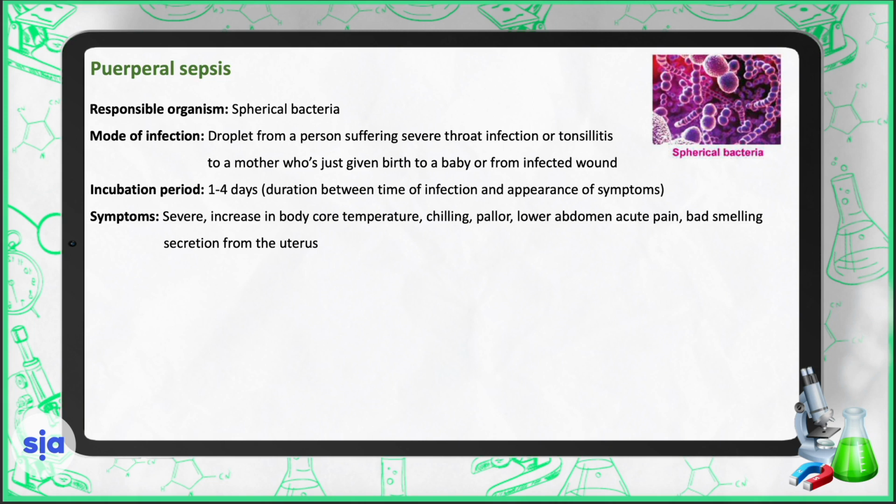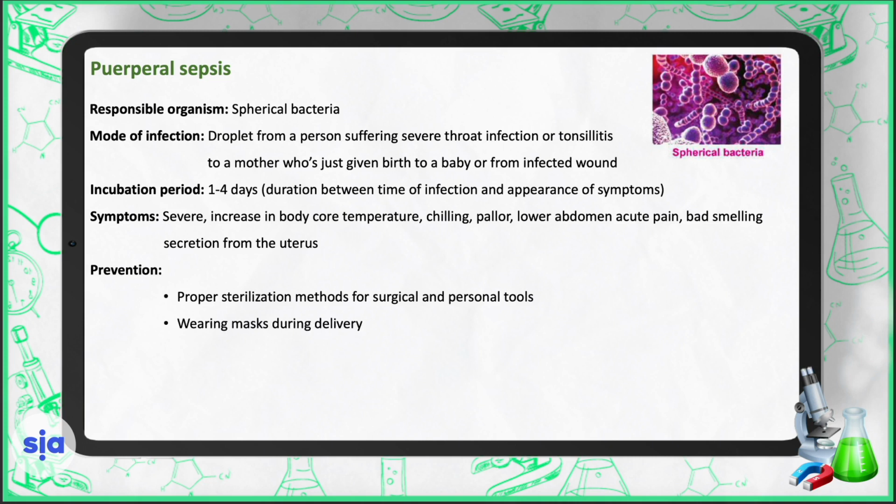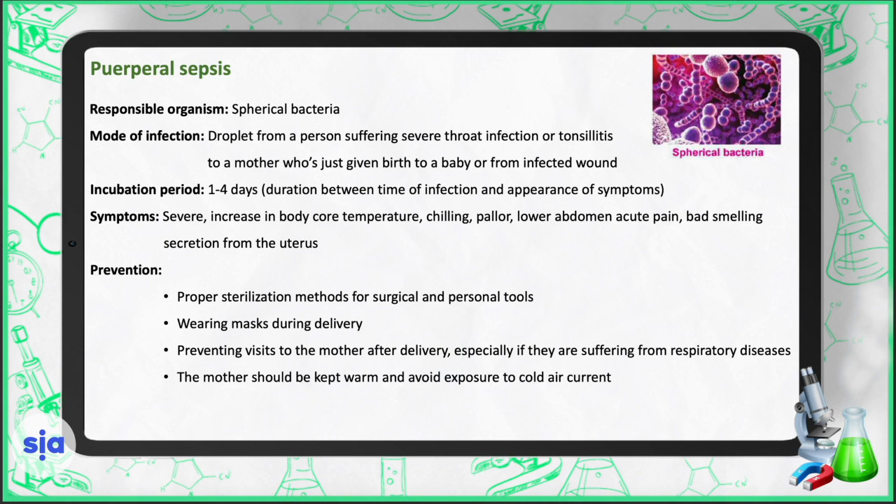The symptoms include severe increase in body core temperature, chilling, pallor, lower abdominal acute pain, and bad smelling secretion from the uterus. And this puerperal sepsis disease could be prevented by proper sterilization methods for surgical and personal tools, wearing masks during delivery, preventing visits to the mother after delivery, especially if they are suffering from respiratory diseases. The mother should be kept warm and avoid exposure to cold air currents.